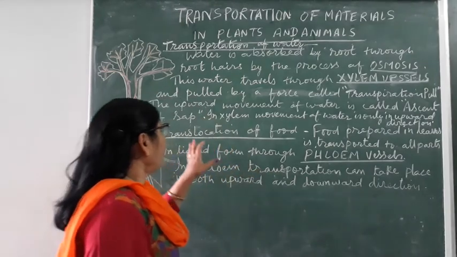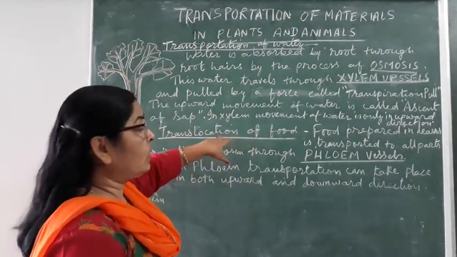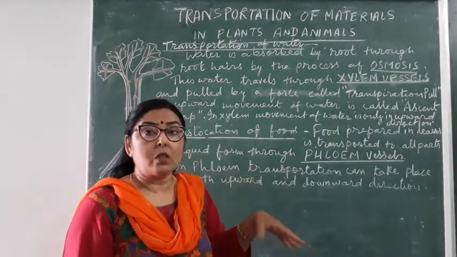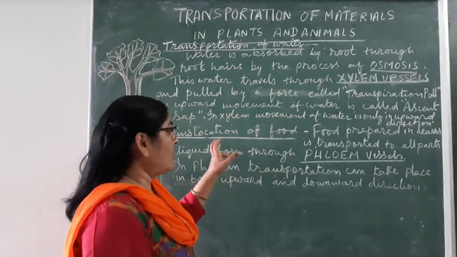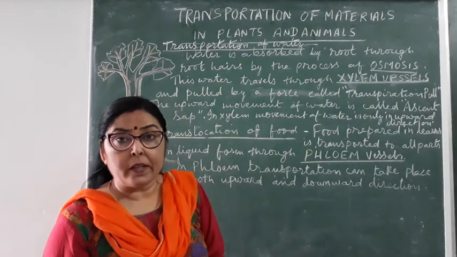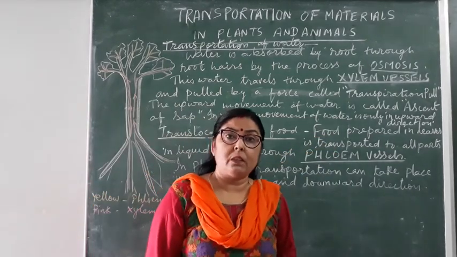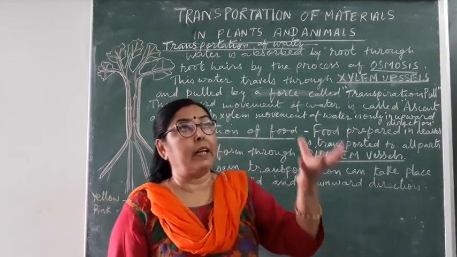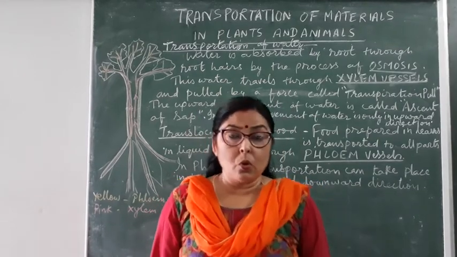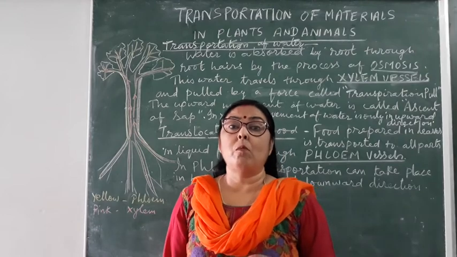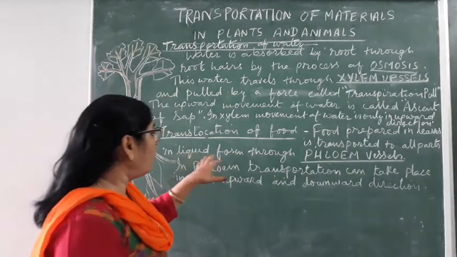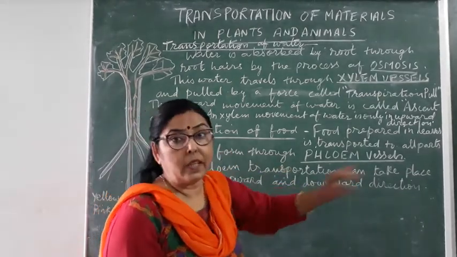And so the second transportation is about food. Here I have written translocation, because transportation of food is known as translocation. So translocation of food: when water reaches the leaves, the leaves have chlorophyll, they get sunlight and carbon dioxide from the air, and thus they prepare glucose and store it in the form of starch. So this food is transported in liquid form through phloem vessels.